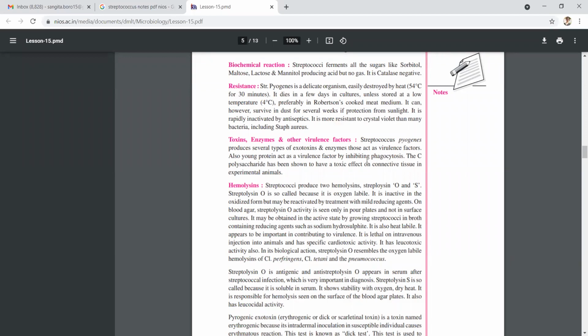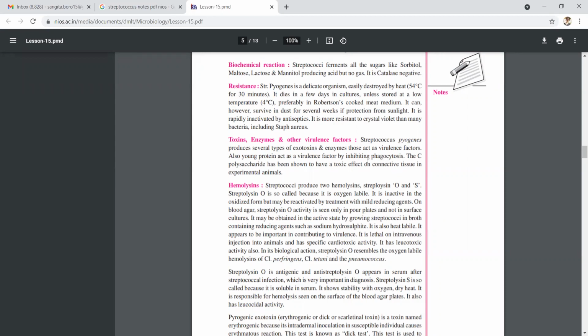However, it can survive in dust for several weeks if protected from sunlight. It is rapidly inactivated by antiseptics. It is more resistant to crystal violet than many bacteria, including Staphylococcus aureus. So this is the property of resistance of this bacteria. What things can kill them has been mentioned here.